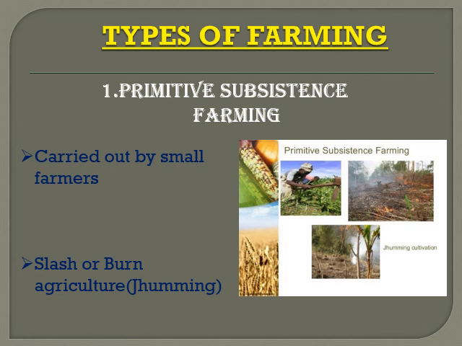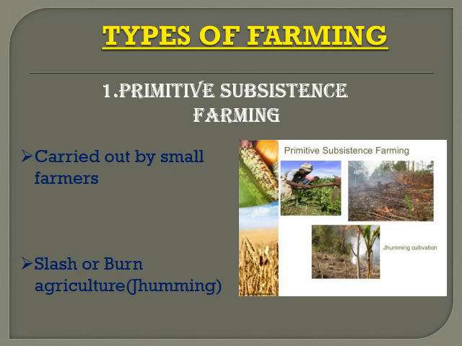Listen, this type of farming is carried out by small farmers on small patches of land with the help of primitive tools like dao, hoe, and digging sticks, using family or community labor. Students, this agriculture depends upon rainfall, natural fertility of soil, and production. Okay, it's for self consumption only. Students, it's also called slash and burn agriculture.